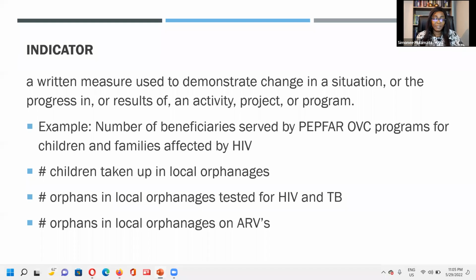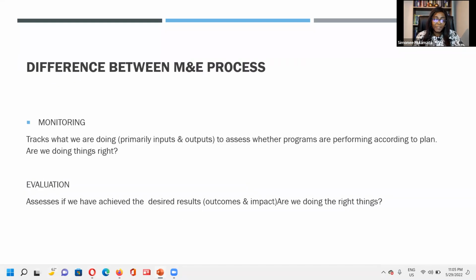So that is indicators. The difference between the monitoring and evaluation process, at the end, we want to understand that monitoring tracks what we are doing, primarily inputs and outputs. Monitoring happens mostly at that angle to assess whether programs are performing according to plan and are we doing things right. Because the beauty of monitoring is if you are not doing things right, and you identify it early, you can still get on track.